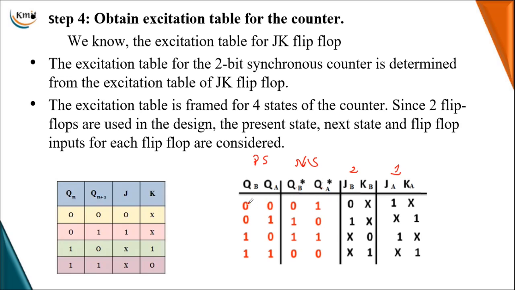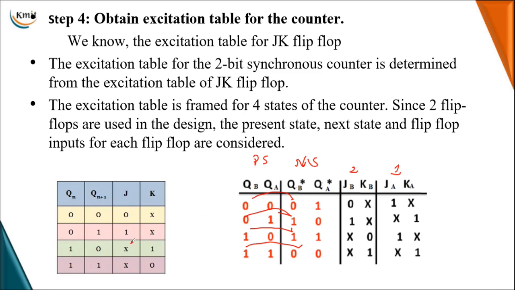Based on the state transition from the present state bit to the next state bit of QB, let me compare and find the JB, KB values. 0 to 0 is 0, don't care from the excitation table, so the J input required is 0 and the K input is don't care. Next, 0 to 1 is 1, don't care. Next, 1 to 1 is don't care, 0, and 1 to 0 is don't care, 1.